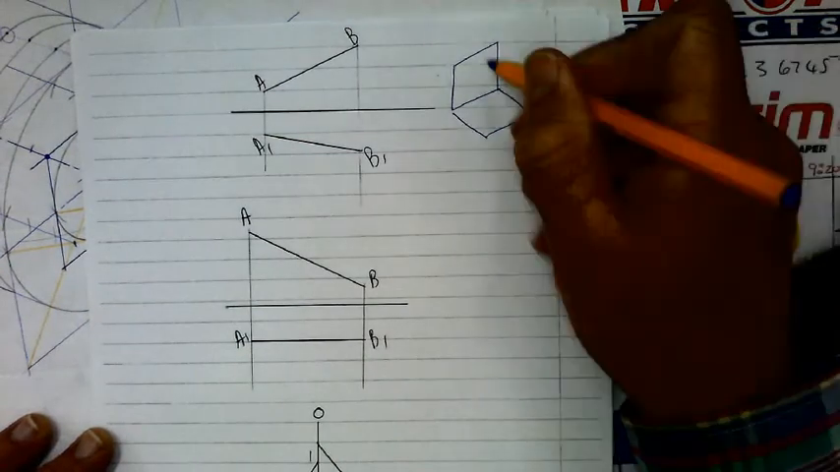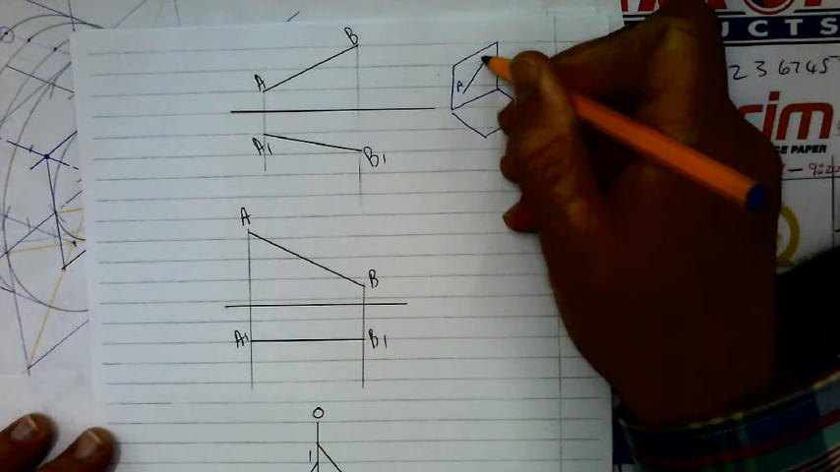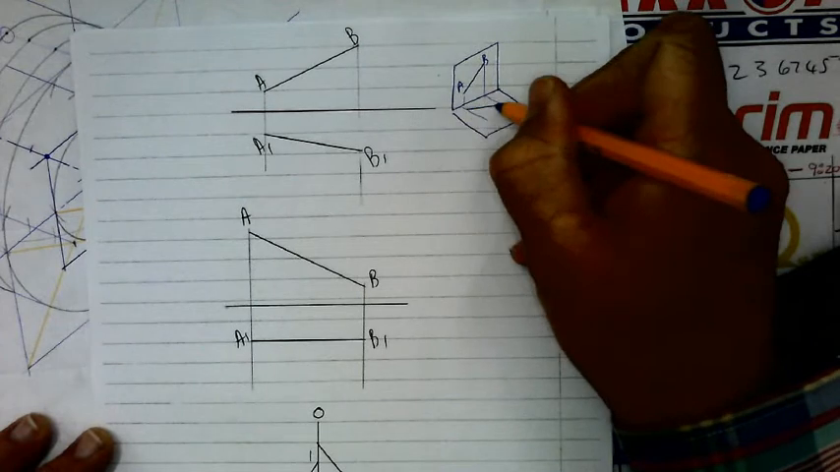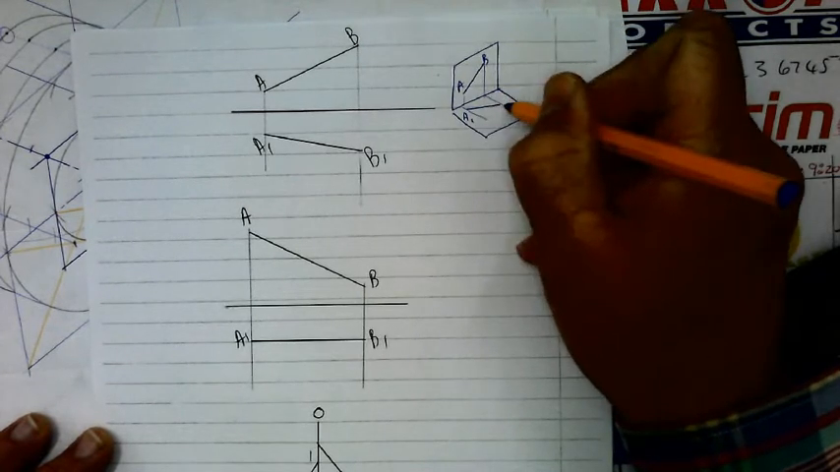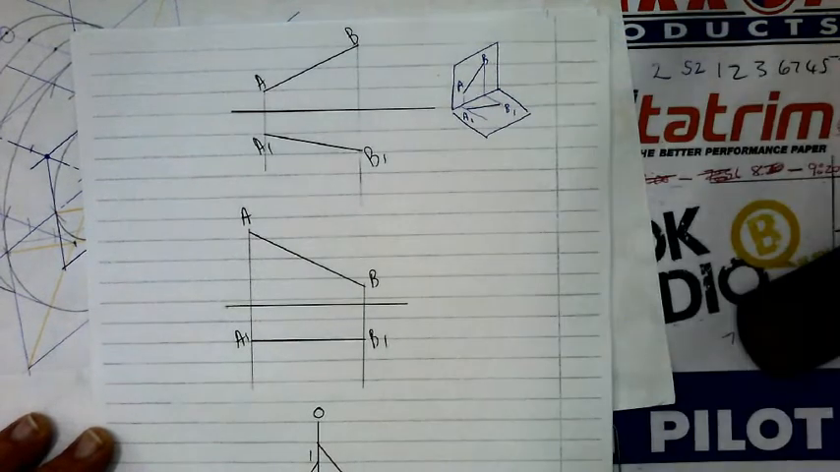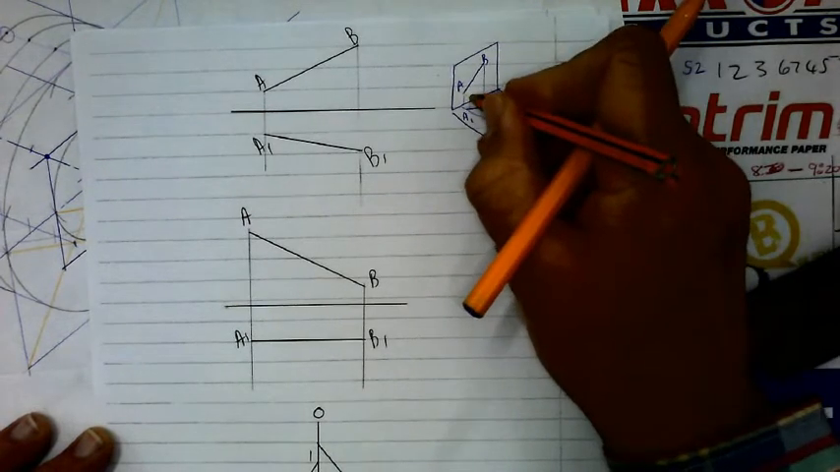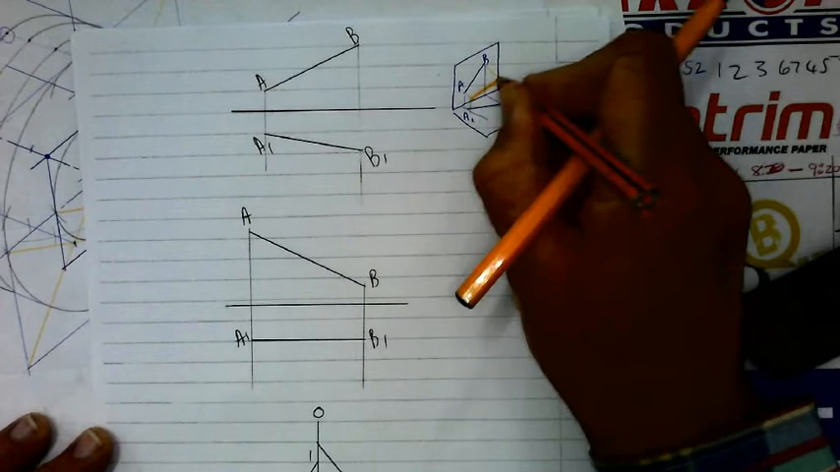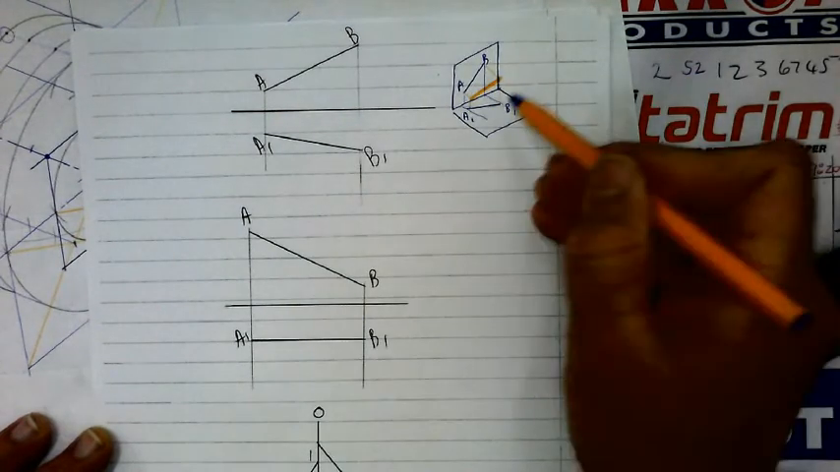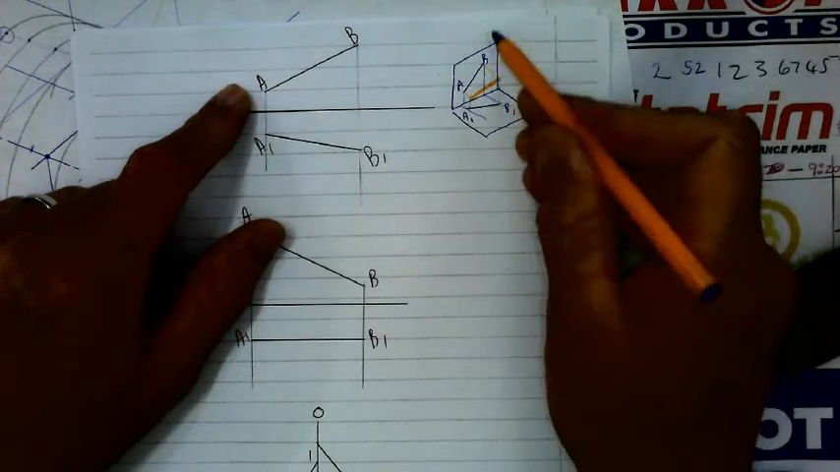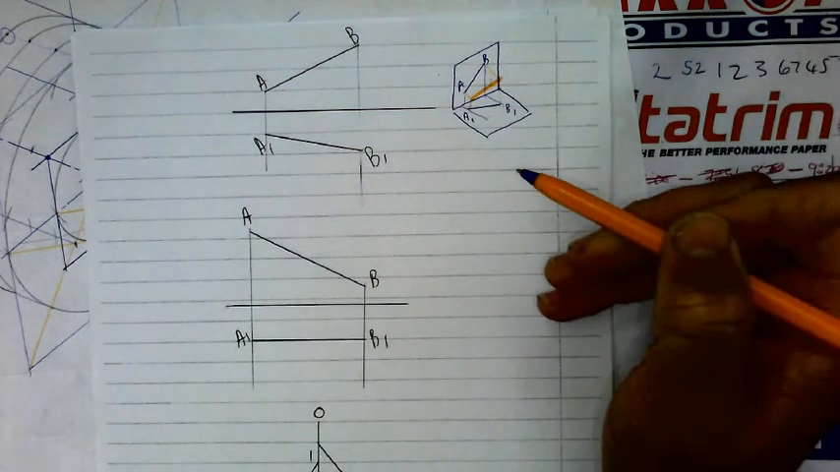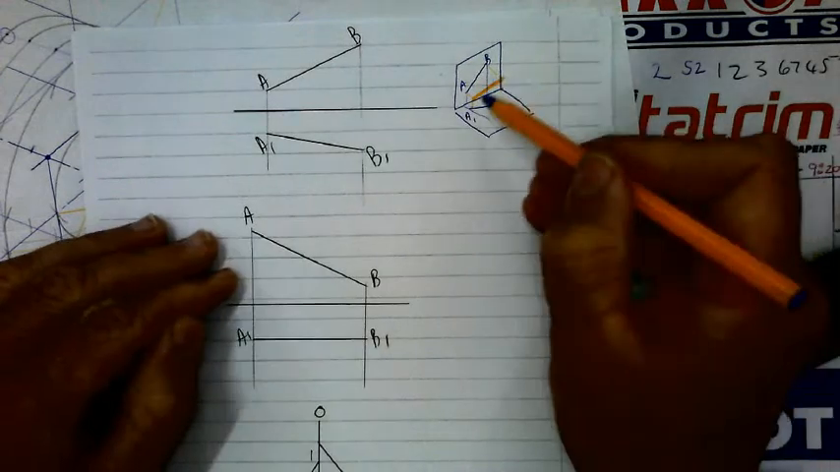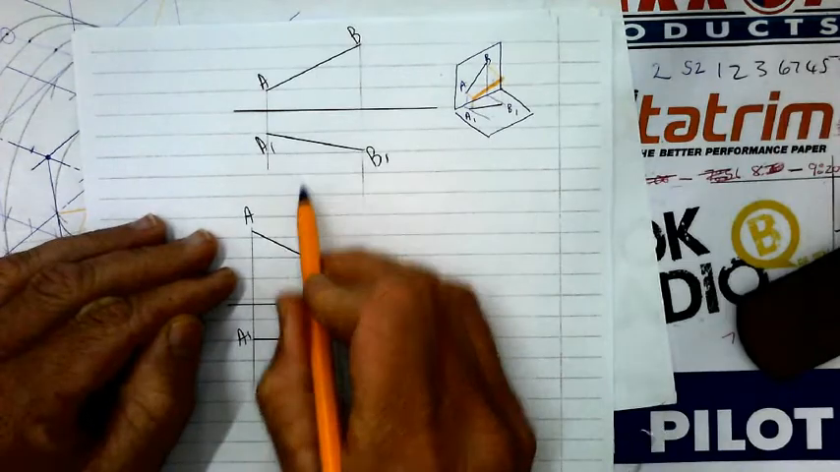So, here's your front view of AB. Here's your top view of AB. And the actual line is lying here. Can you guys see it? This is what I see from the front. This is what I see from the top. But now, I have to create a true length of this line because it's angled when I look from the front and when I look from the top.